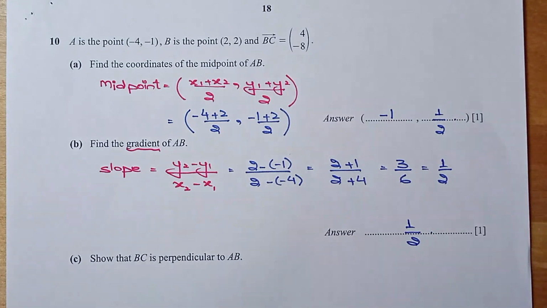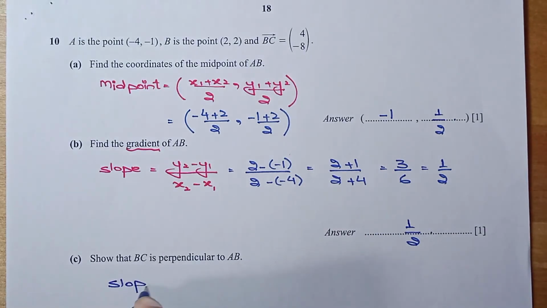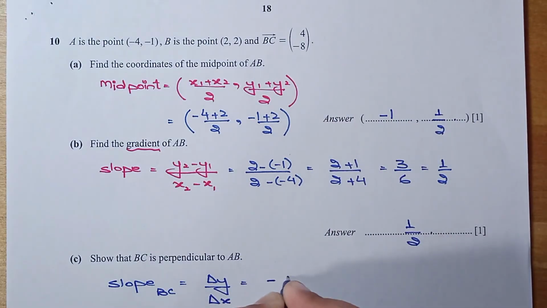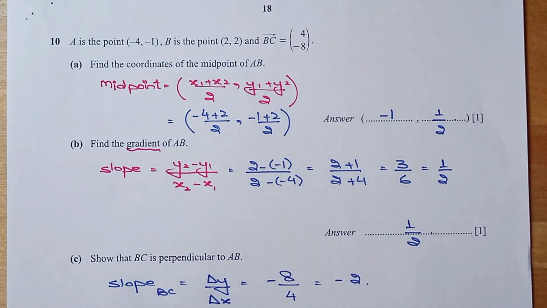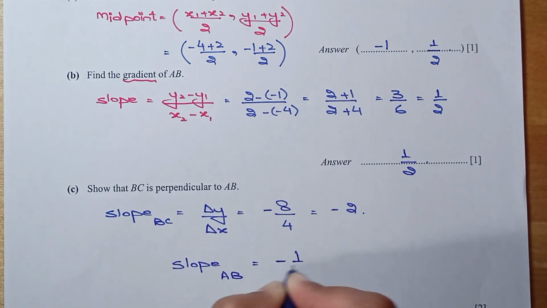Right. Now for the C part, show that BC is perpendicular to AB. When BC is perpendicular to AB, the slope of BC must be the negative reciprocal of the slope of AB. This is the slope of AB, that is 1 by 2. Let me find the slope of BC. Slope of BC is basically change in y over change in x. We know x is 4 and y is negative 8, so minus 8 by 4, which is minus 2. So this is minus 2 and this is 1 by 2. So the slopes are negative reciprocals. So we can say that the slope of AB is the negative reciprocal of the slope of BC, so these two are perpendicular.